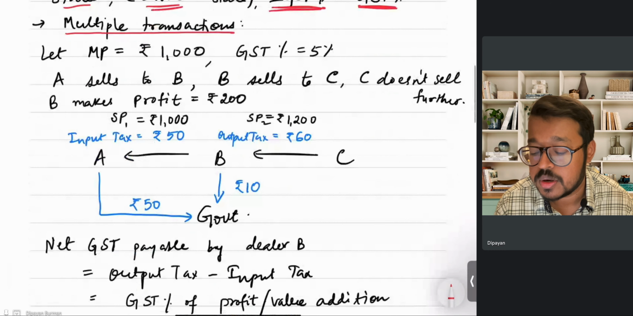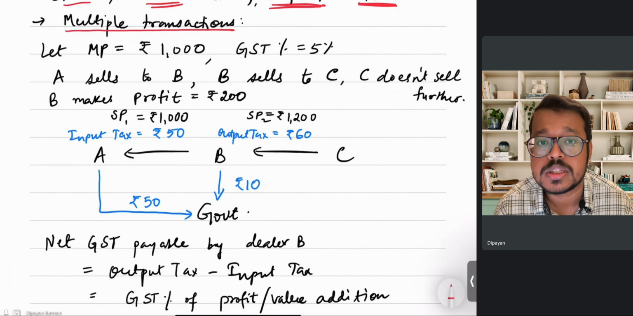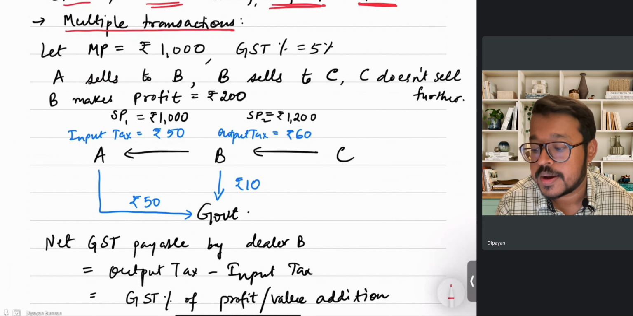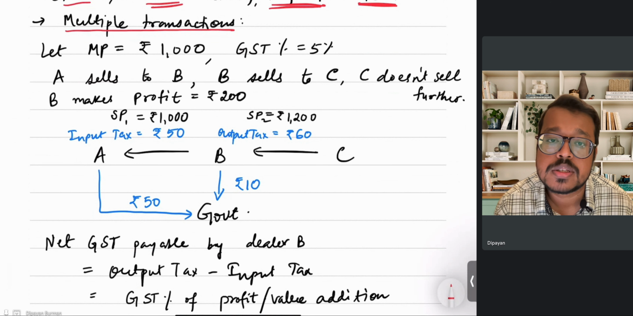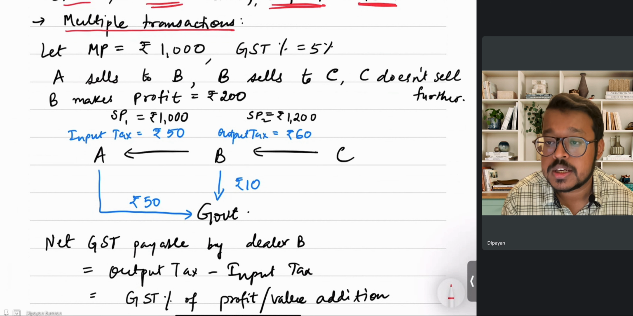Now there is a small topic on multiple transactions, but there have not been many questions asked till now. In case any goods or service is being sold at multiple points and we have a final customer, in that situation we need to understand how the tax is flowing, who is paying how much tax to whom. That should be understood. So I have written an example here.